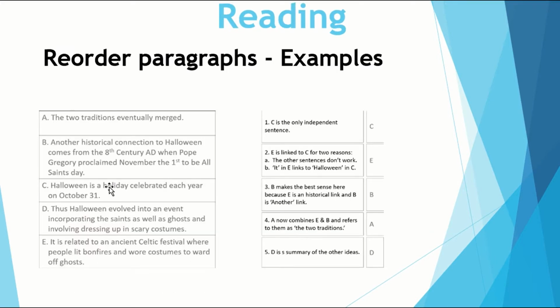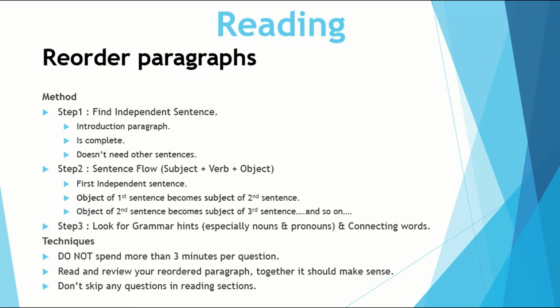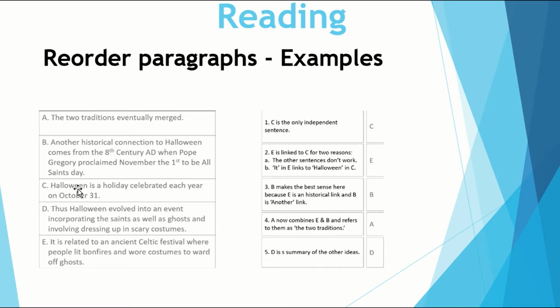Now that we've identified the first independent sentence, option C, "Halloween is a holiday celebrated each year on October 31st," we know that the object in the first sentence is Halloween, right? If you look at option D, you know that it's a conclusion statement, so you won't use it. B does not logically make sense. A as well does not make logical sense because it talks about two traditions. So the sentence flow suggests that E is the next option.